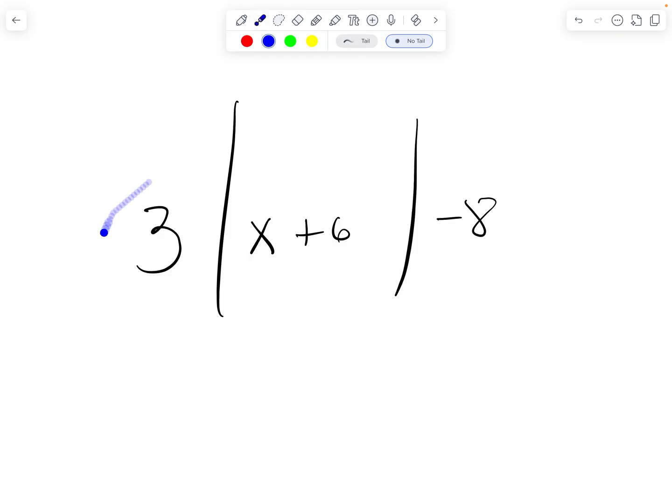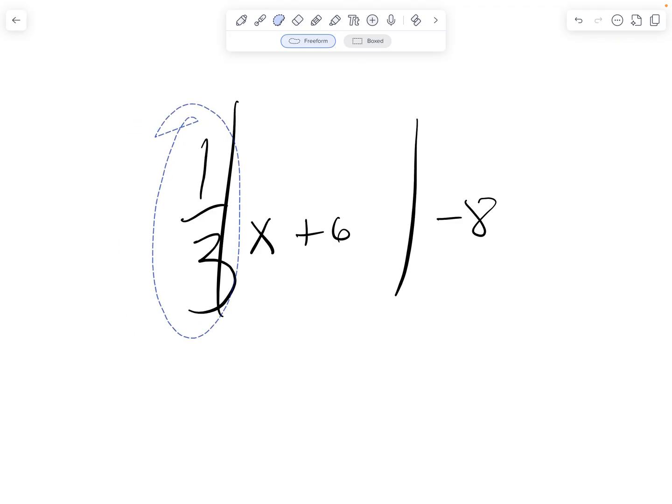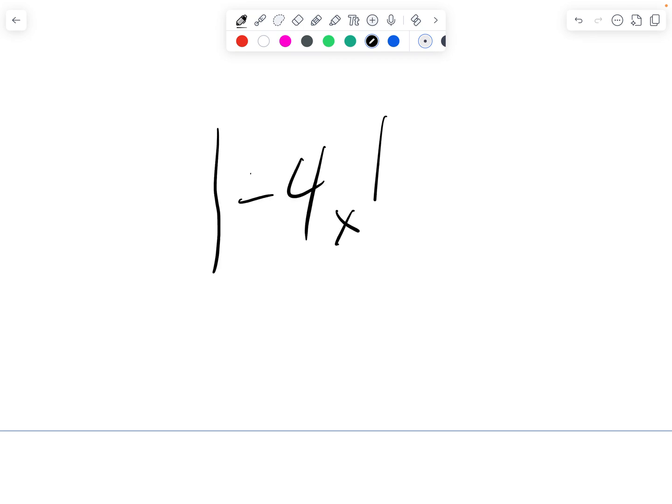Okay, so this one has a vertical stretch by a factor of 3. It goes left 6 units, and it goes down 8 units, sorry. Now, if I change this, this is now a vertical compression by 1/3, but then if I put the 1/3 on the inside, it changes everything. So let's try one like that. Pause the video real quick and see if you can. This one has 3 transformations. See if you know all 3.